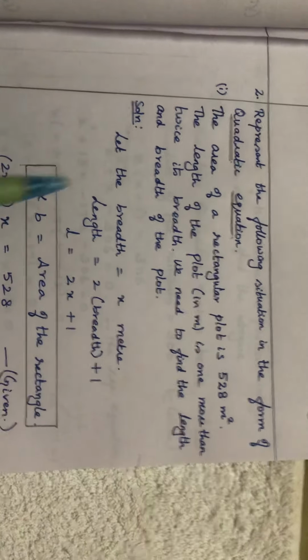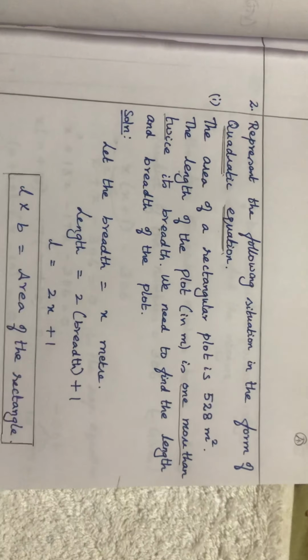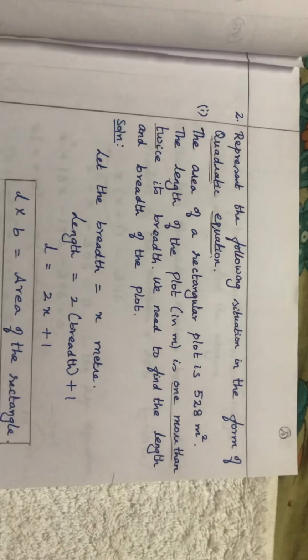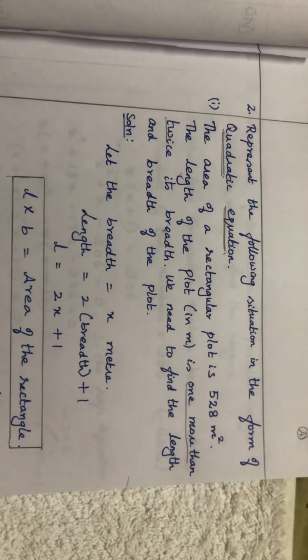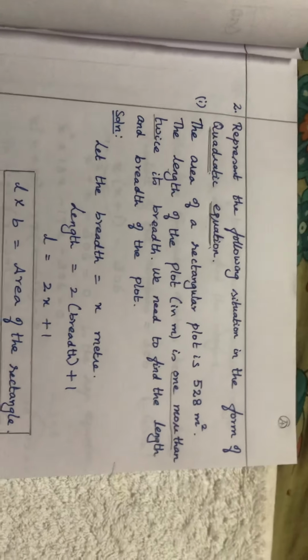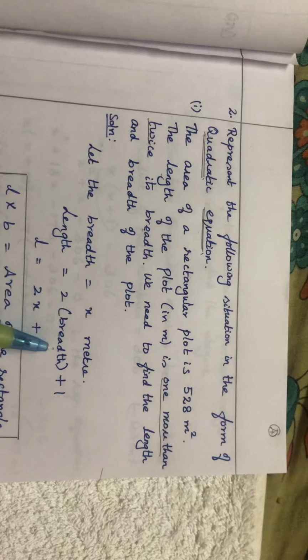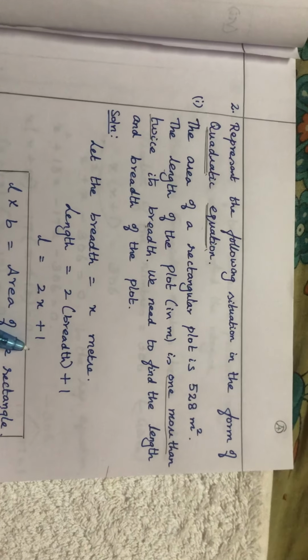Solution. Here length is given 1 more than twice the breadth. So breadth is also unknown, length is also unknown. So we have to assume that let the breadth be x meter. Then according to the condition, length is equal to 2 times breadth plus 1. So length is equal to 2x plus 1.